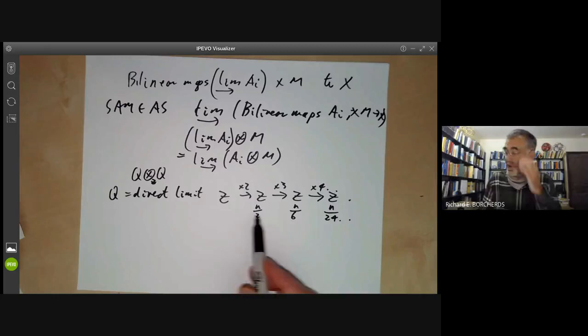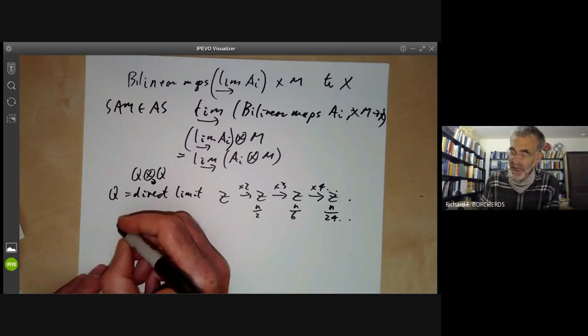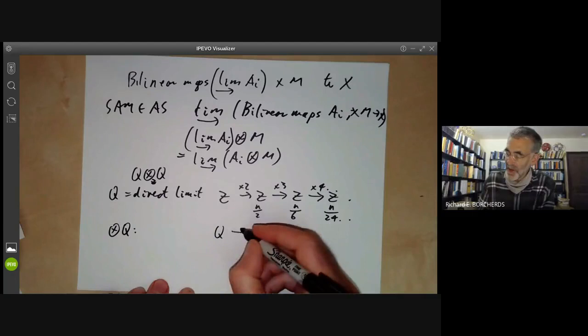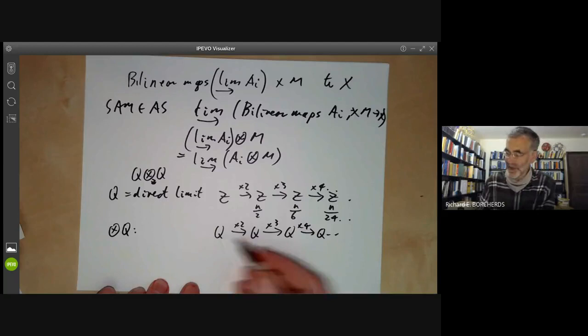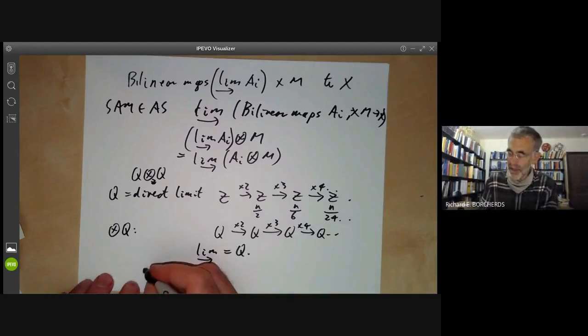So now let's just tensor it with Q. Well, we tensor Z with Q, we get Q maps to Q as multiplication by 2, and then we get multiplication by 3, and so on. And these are all isomorphisms. And if they're all isomorphisms, it's kind of obvious the direct limit is just Q. So Q tensored over Z with Q is just the rationals.